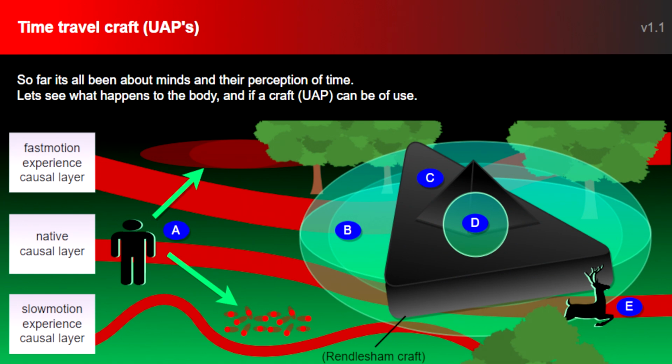Time travel craft, UAPs. So far it's all been about minds and their perception of time. Let's see what happens to the body, and if a craft, UAP, can be of use. A. The human body and mind have evolved over billions of years to survive in its native causal layer. Suppose someone changes his perception of time. What problems could he run into? He will see his own body change in the same way as the world around it.